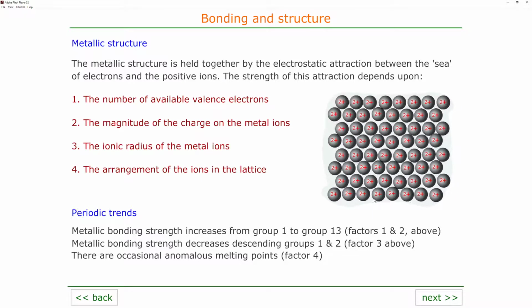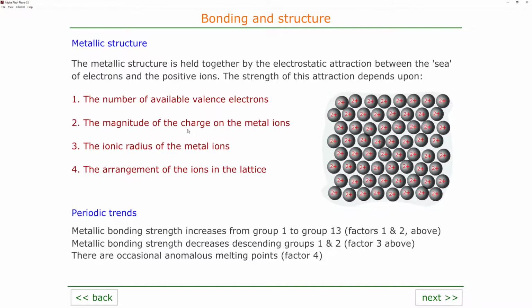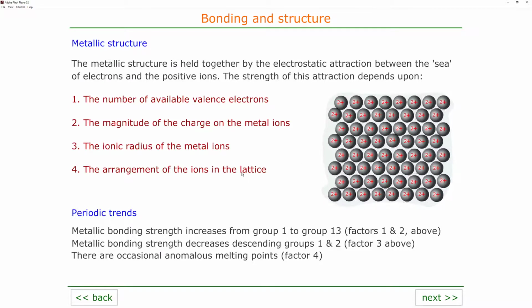The actual strength of the metallic bonding will depend upon the number of available valence electrons and the magnitude of the charge on the metal ions. These two factors are effectively different ways of saying the same thing. As the ionic radius of the metal ions gets bigger, the metallic bonding gets weaker. And the arrangement of the ions in the lattice matters too, but again, we're not going to go into it, as it's not covered by the IB.